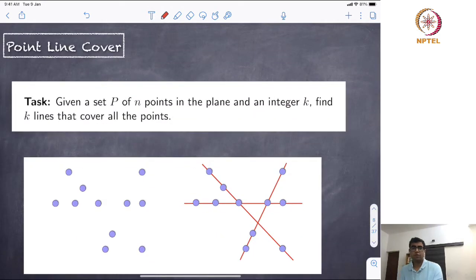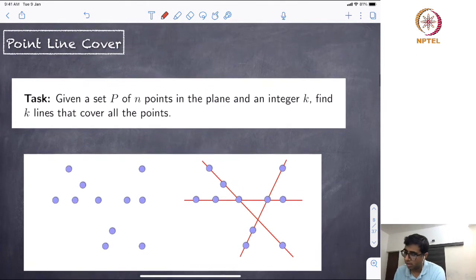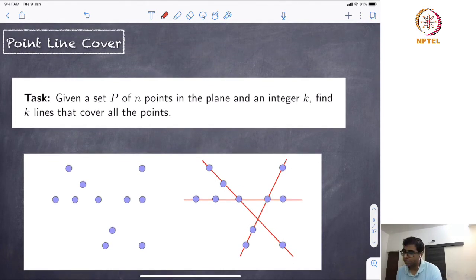So let's take a new problem today. Our new problem is called point line cover. You are given a set P of n points in the plane and an integer k, and I would like to know whether there are just k lines that cover all the points. Look at the set of points given here, and notice that I can take these 3 lines and that will cover all the points in the plane.